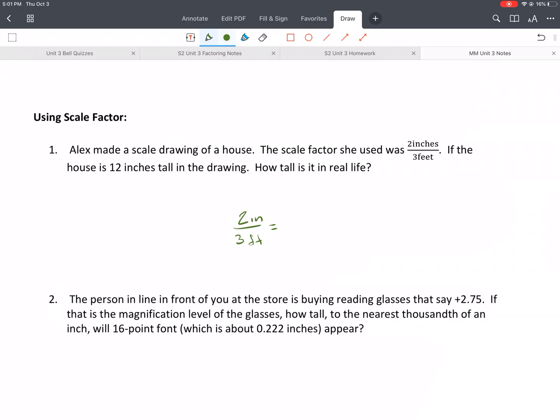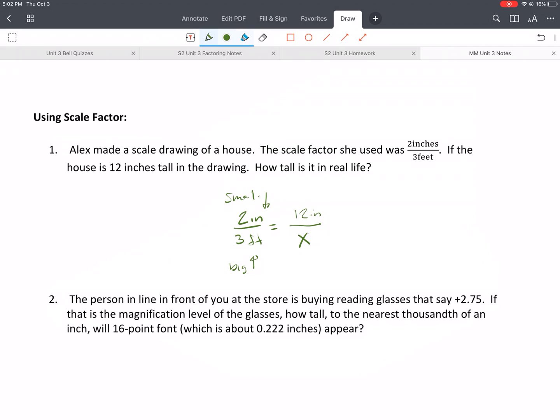If the house is 12 inches tall, like the model house would be 12 inches tall, how tall is the house in real life? Okay, so here we have, instead of small triangles and big triangles, a small house and a big house. They give us 12 inches as how tall the small house is, and we want to find out how big the big house is.